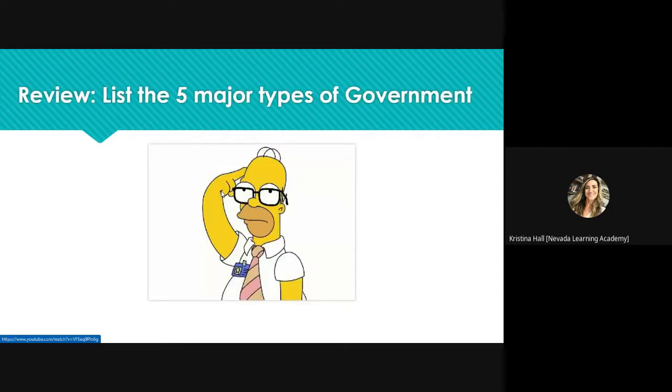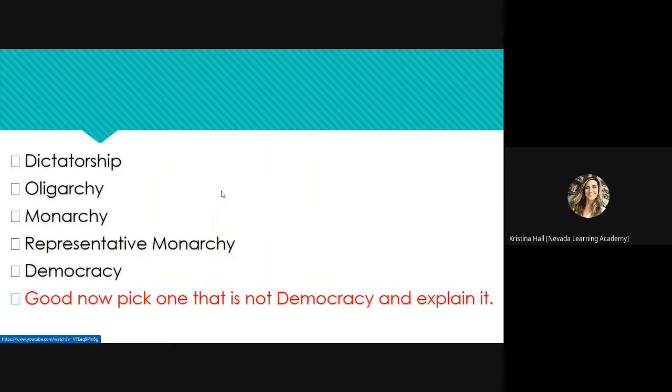So back to the 5 major types of government. What are those? If you brainstorm, put them in the chat box. Because not only do you need to be able to list them, you need to be able to define them. We did do this in our course notebook, and it was covered in the course arc. So the 5 are monarchy, oligarchy, representative monarchy, democracy, and dictatorship. Did I get them? Yeah, I got them.